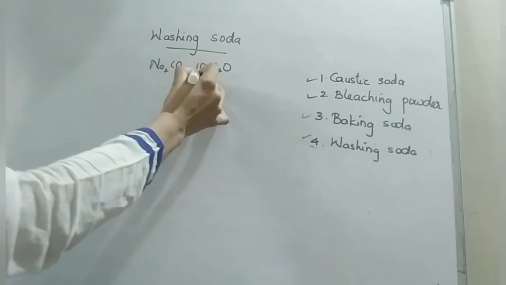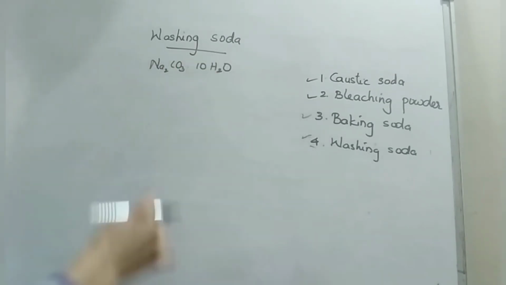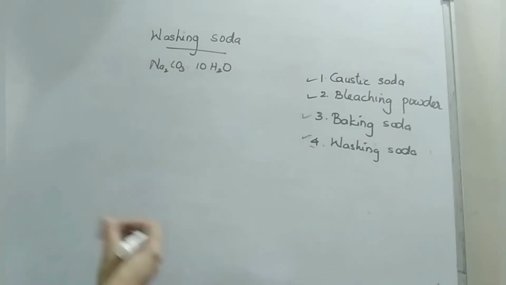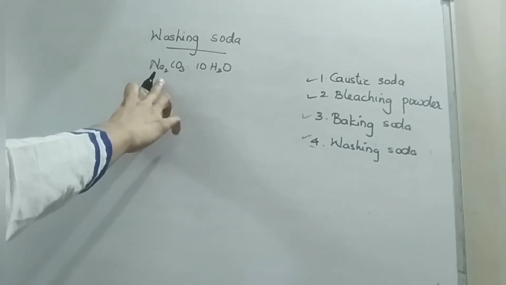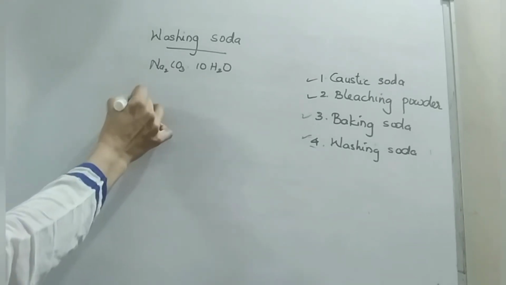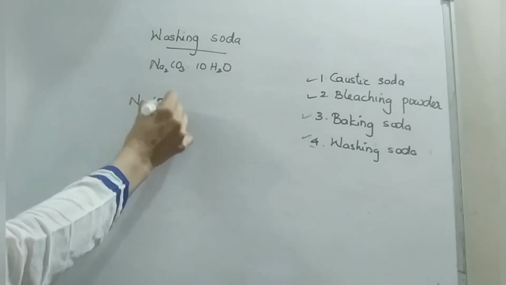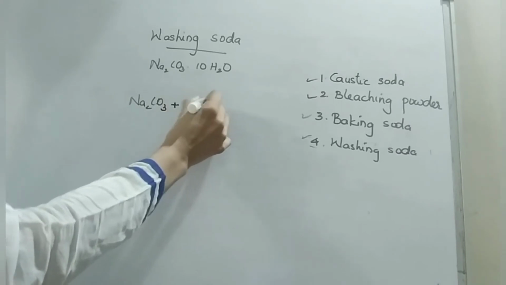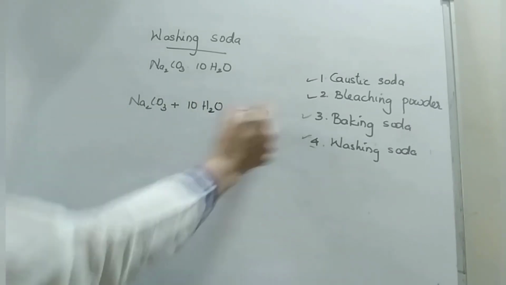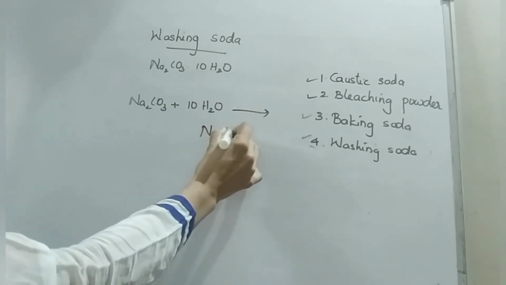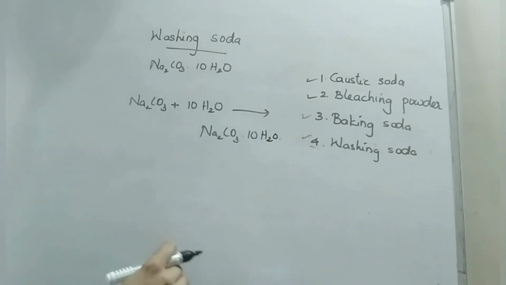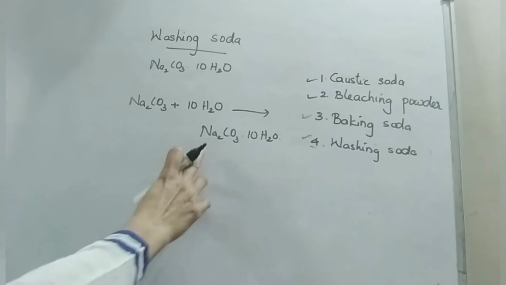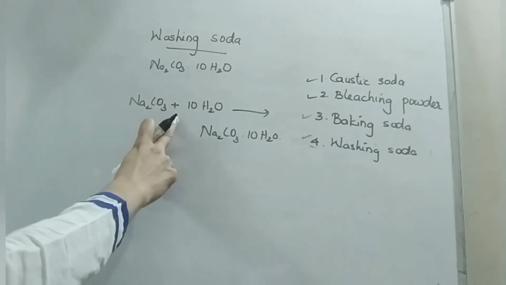We will study in our next topic what the 10H2O means, that is, the water of crystallization. So how do we prepare this washing soda? By recrystallization of sodium carbonate. We have to recrystallize sodium carbonate, that means we have to add 10 molecules of water. We get Na2CO3.10H2O. It is a simple method. Like this we prepare it, by recrystallization of sodium carbonate.